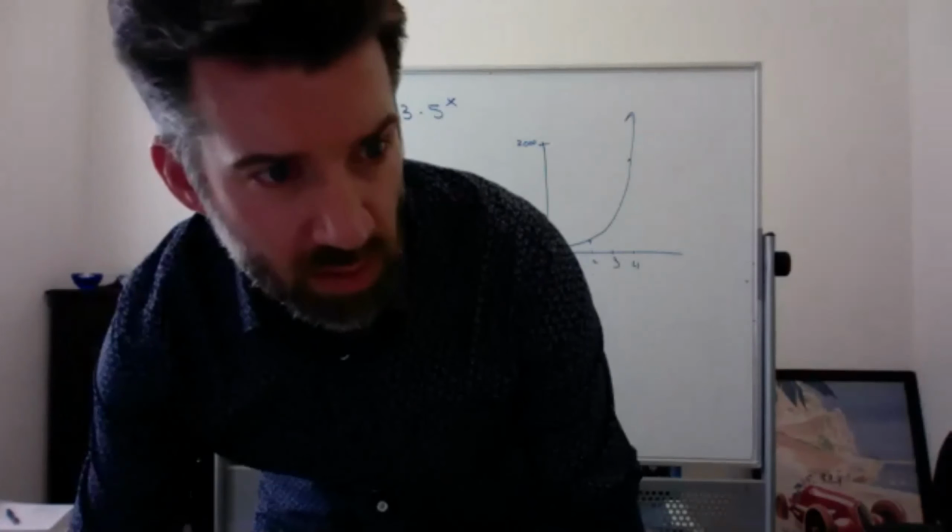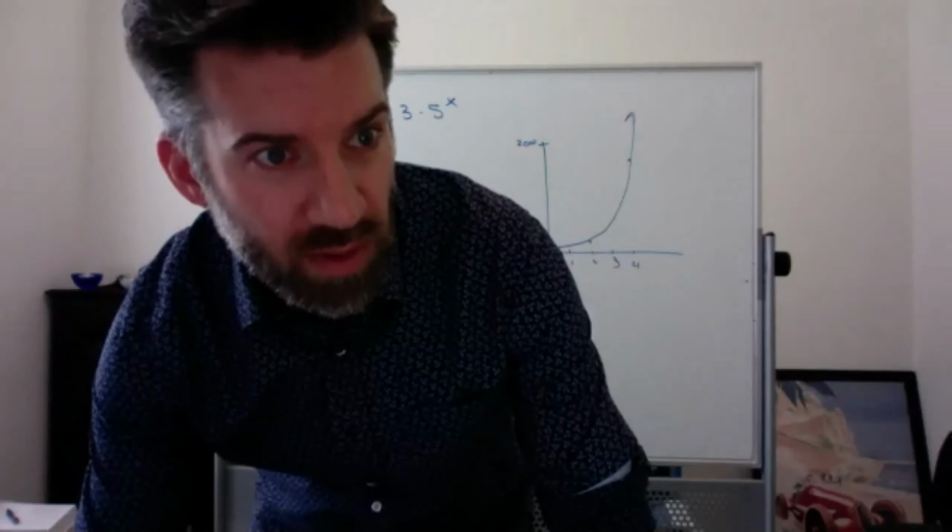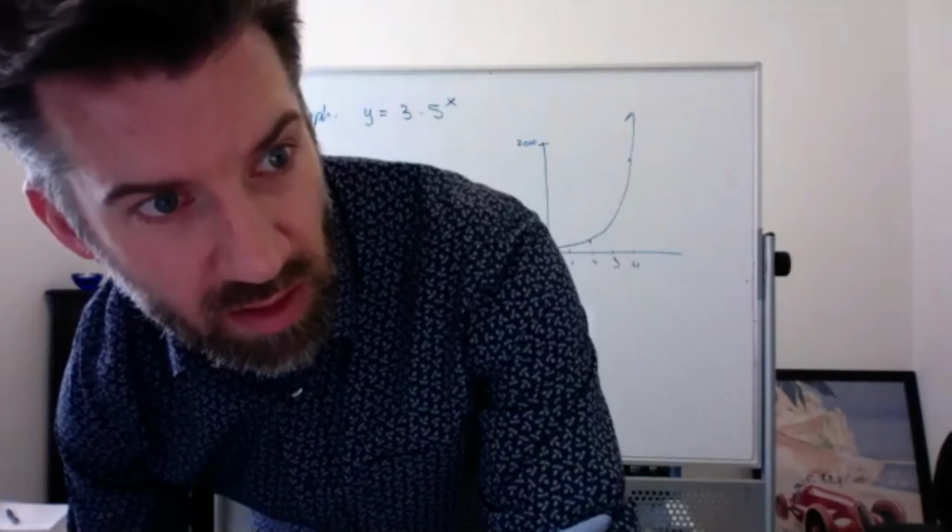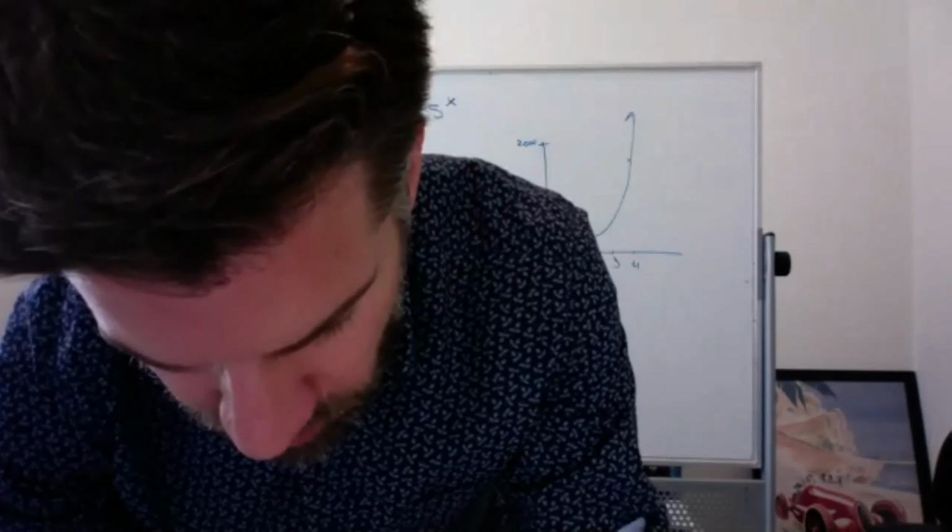Oh, I know what it was. That was the link I was doing here. If we look back at Desmos for a second, you can kind of see this graph. Sorry, I'm just deleting some things here. And we can see that 3 times 5 to the x.